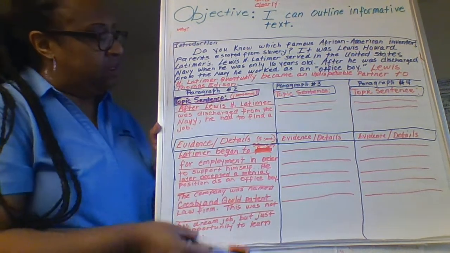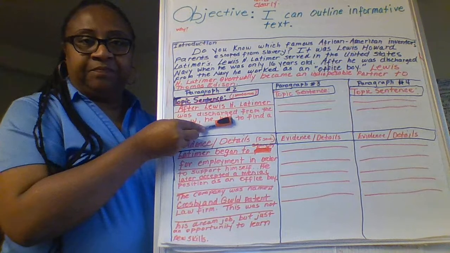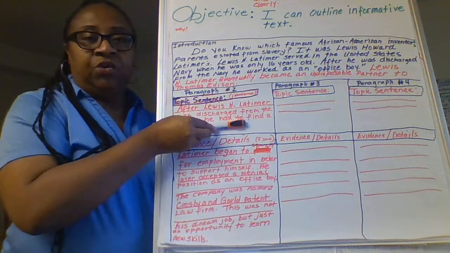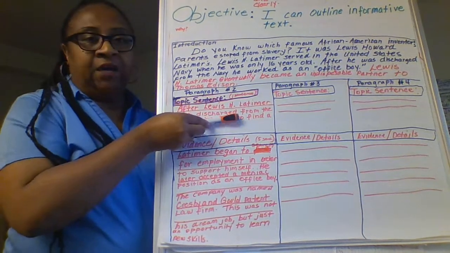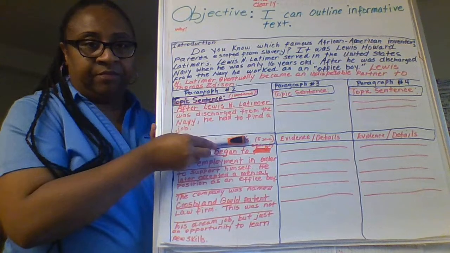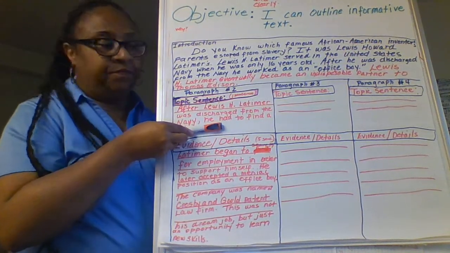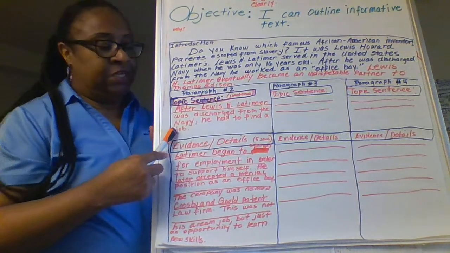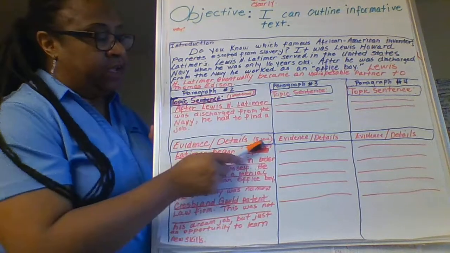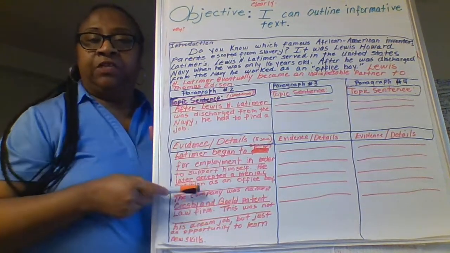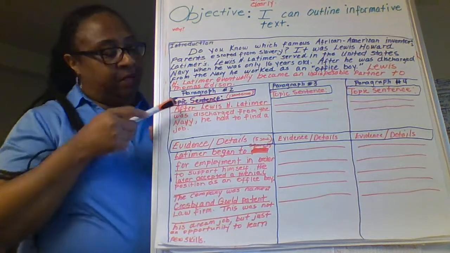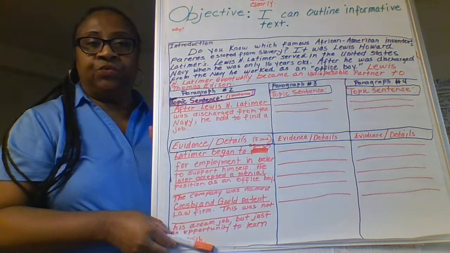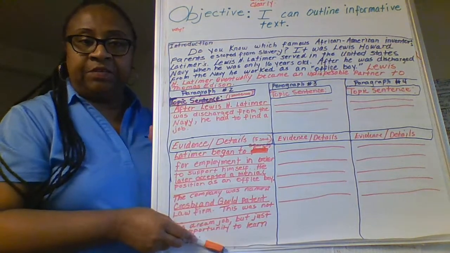The first thing I did was I wrote a topic sentence. This topic sentence is going to tell you what you will write about in this paragraph. So I wrote the topic sentence that after he was discharged, he needed to find a job when he left the Navy. And then in the paragraph, I went on to give you the details about this topic sentence. So this is what you will be expected to do for today's activity.